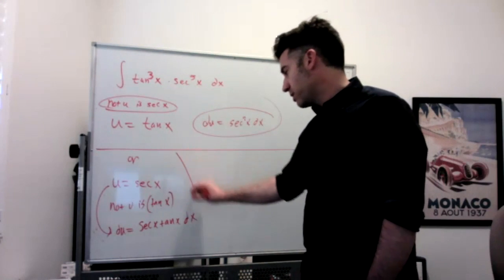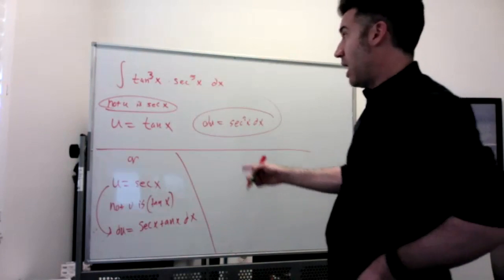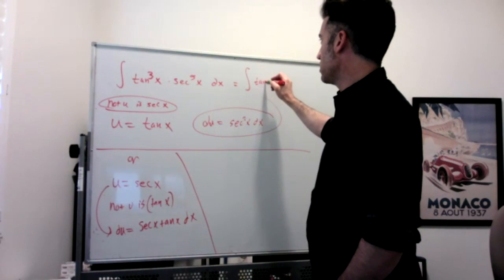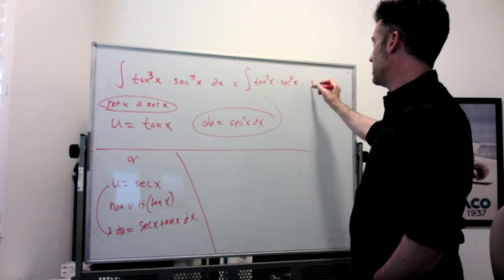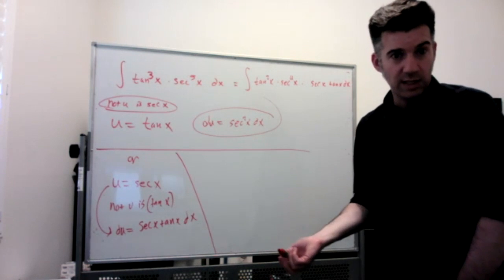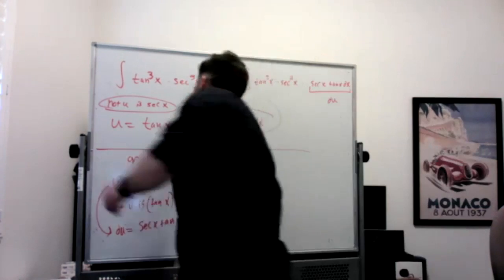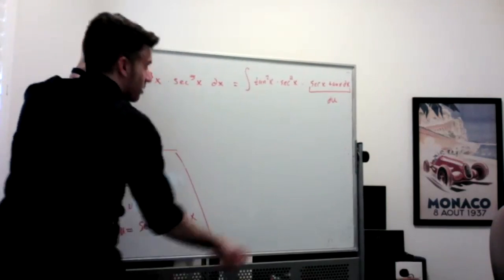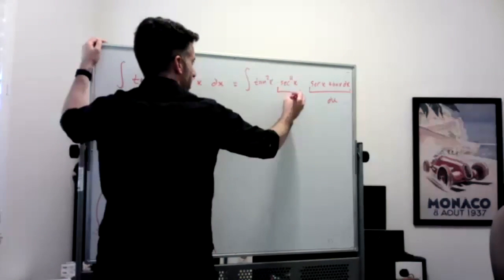So what's going to happen is we're going to rewrite this. I personally like to write it out so that I have what I want. Meaning, I'm going to write it as the integral of tangent squared x times secant to the fourth x times my secant x tangent x dx. So I can really see, oh yeah, there's my du. There's my u to the fourth.